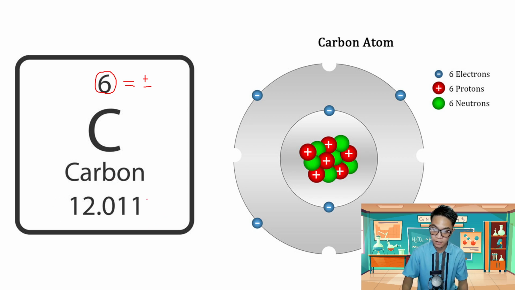Meanwhile, what we have here underneath, that 12.011, is the atomic mass of the carbon atom. This atomic mass is the sum of the masses of the proton and the neutron. As I've mentioned previously, most of the mass of an atom is housed inside the nucleus, which contains the proton and the neutron, because they are the heaviest part of the atom.